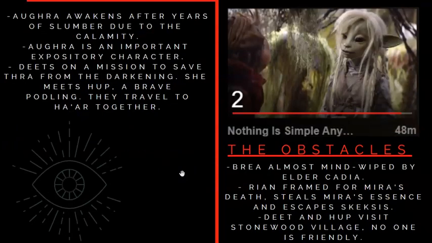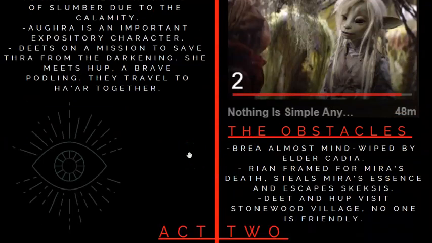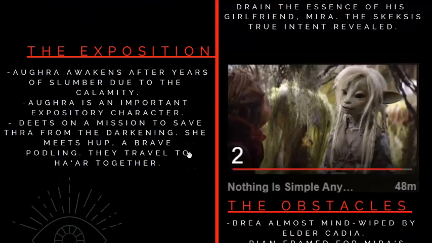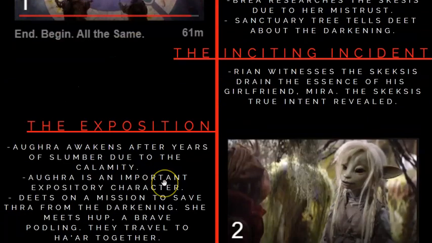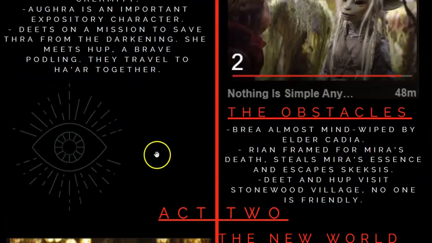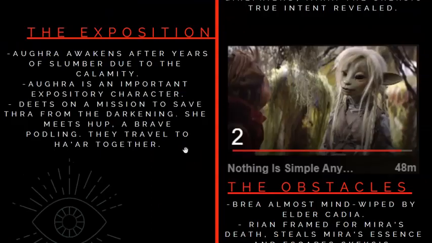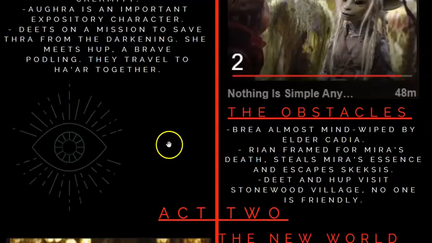And this is the next sequence, which I call the obstacles, because it's the part of the story where the protagonists, because there are 3 protagonists, Rian, Deet, and Brea, are all on a mission now, but they are held back either by their own hesitations or issues or obstacles that are in their way. They're not letting them go forward.